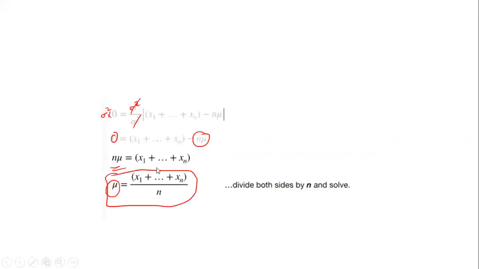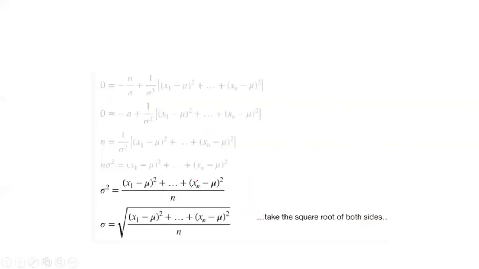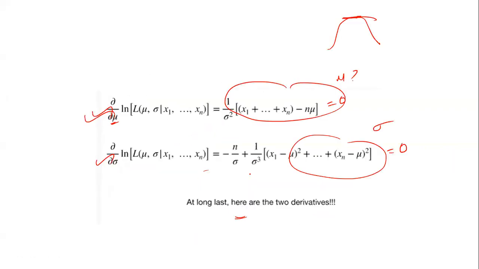Okay. So to get the maximum, for a given data point x1 up to xn under normal distribution, to find the maximum likelihood estimate, the optimal value of mu can be identified by plugging the values into this equation: x1 plus x2 so on and so forth xn divided by n. Similarly, the second equation should be equated to 0.